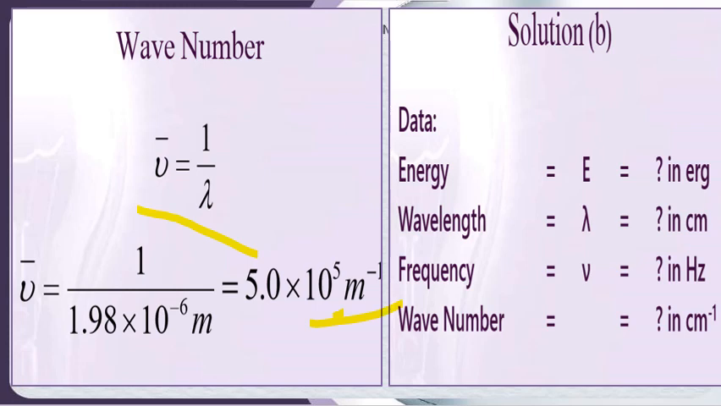Now here we have to just change the units in case of the solution for B part. Energy will be converted into ergs, wavelength lambda will be converted into centimeter instead of meters, frequency will stay in hertz. First it was in per second or hertz, now it will be again in hertz, and wave number you have to calculate in the form of per centimeter instead of per meter, right?